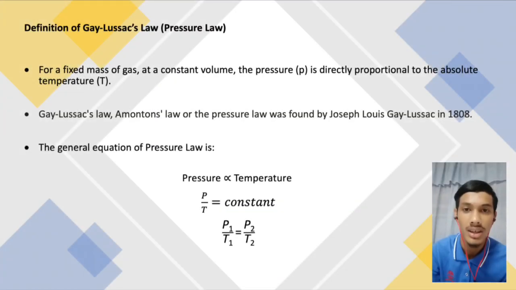We will continue our presentation with Gay-Lussac's law, or pressure law. Firstly, the definition: for a fixed mass of gas at a constant volume, the pressure is directly proportional to the absolute temperature. Gay-Lussac's law, also known as Amontons' law or the pressure law, was found by Joseph Louis Gay-Lussac in 1808. The general equation is that pressure is directly proportional to temperature: P over T equals a constant, P1 over T1 equals P2 over T2.